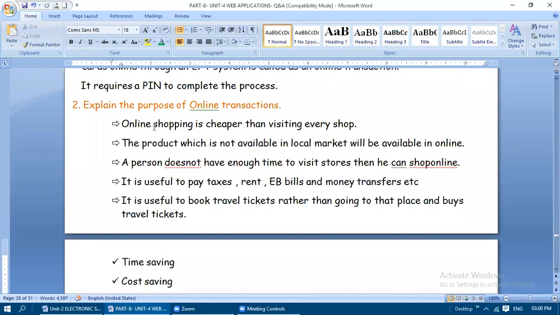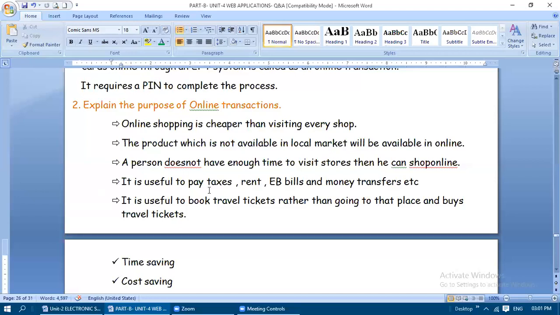Online shopping is cheaper than visiting every shop. Instead of visiting every shop to buy things, online shopping is very cheap, and we can sit in our home and buy whatever we like. A product which is not available in the local market will be available online. Even if it is not in one shopping site, we can go to another shopping website and buy the product. A person who doesn't have enough time to visit stores can shop online.